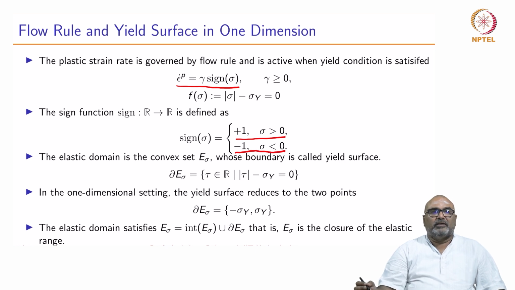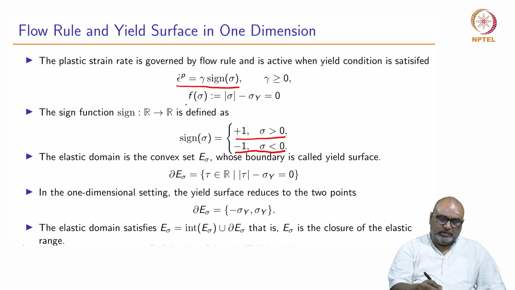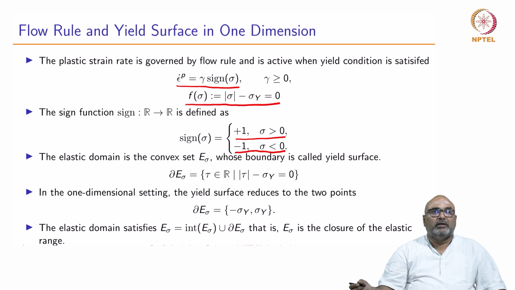With the sign of sigma called the sign function, the yield function is defined as f of sigma equals the magnitude of sigma minus sigma y equal to 0, and the elastic domain is the convex set E of sigma whose boundary is called the yield surface. So, the boundary of E of sigma is defined by this convex set, where tau minus sigma y is equal to 0.